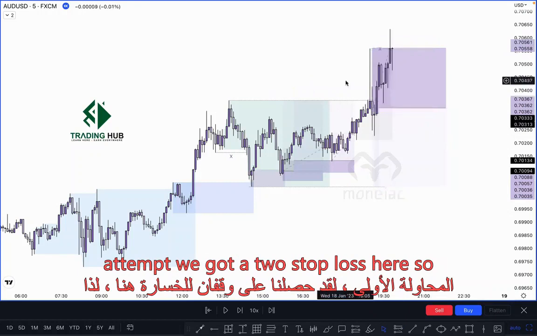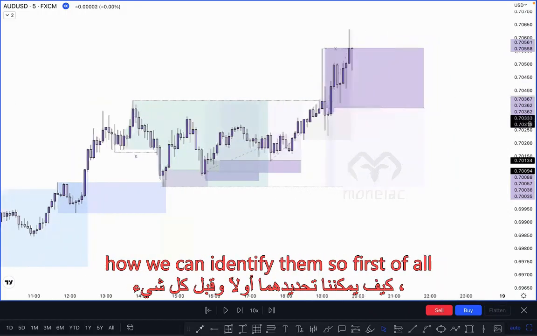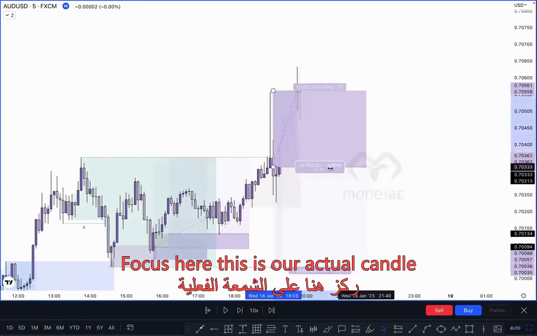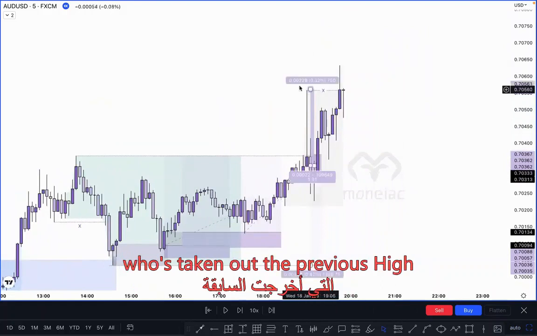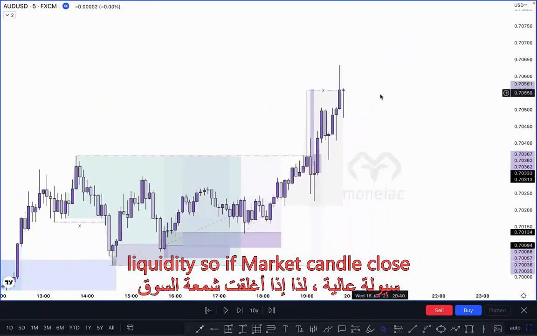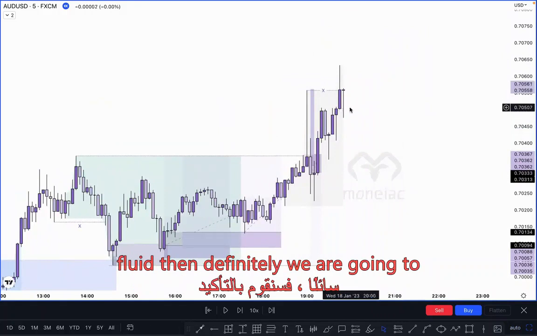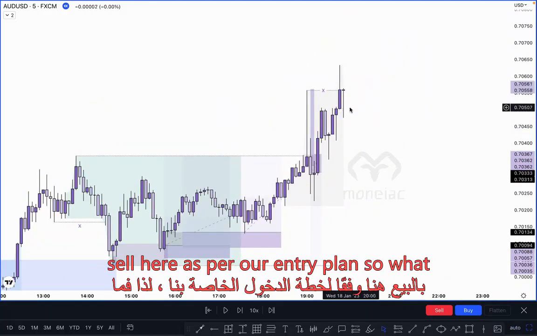On the first attempt we got a stop loss here. So how can we identify them? First of all, focus here. This is our actual candle which took out the previous high liquidity. So if the market candle closes below it, then definitely we are going to sell here as per our entry plan. So what happened next here?